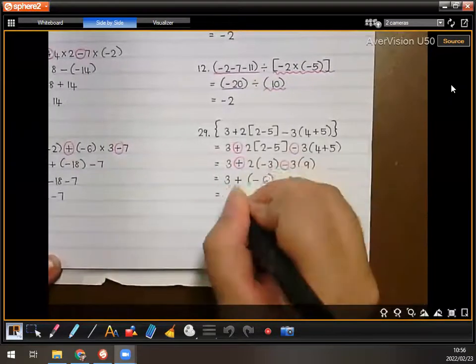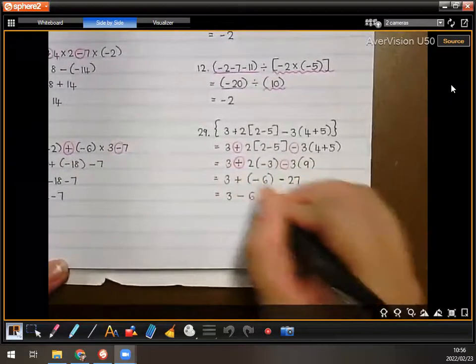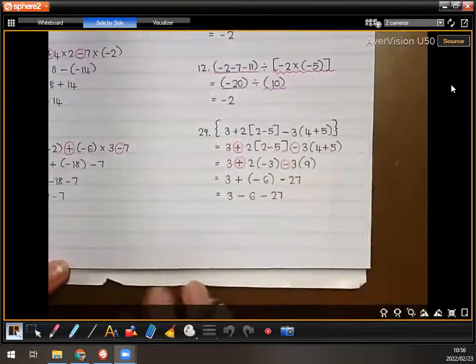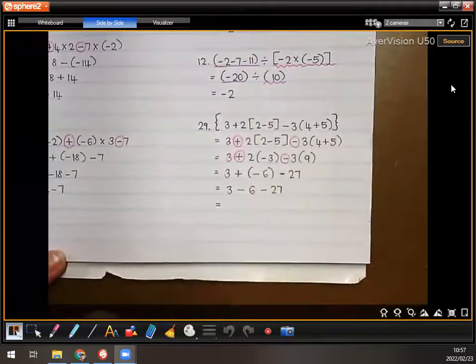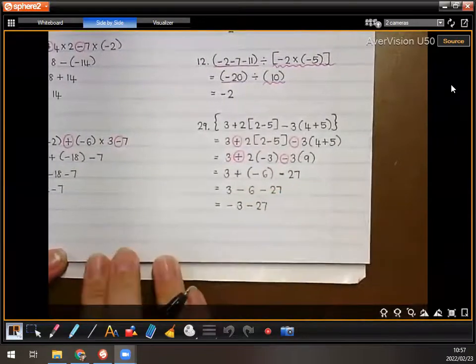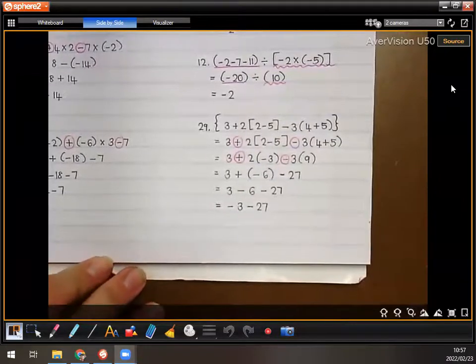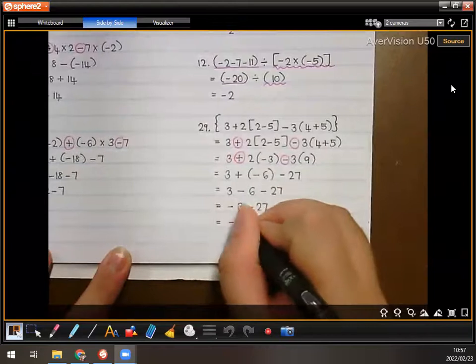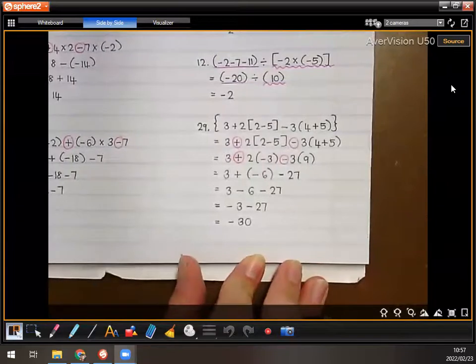Okay, next up, 3. What is a positive times negative? Negative, and then it's a 6, and then minus 27. Okay, let's do the first two numbers. What's 3 minus 6? Negative 3, hey? Negative 3, but we must still subtract 27 from that. Now, if we add negative 3, we're going 27 back. Right? Negative 30, good. Negative 30. There we go. Okay.